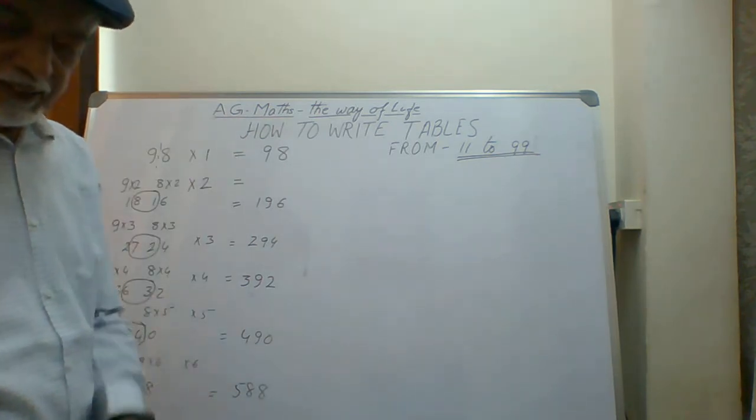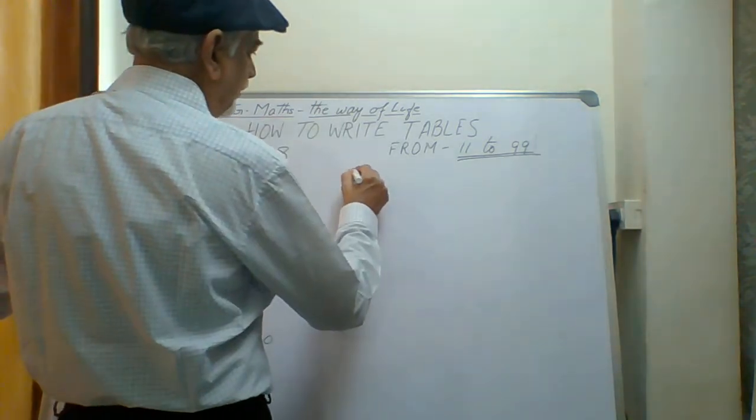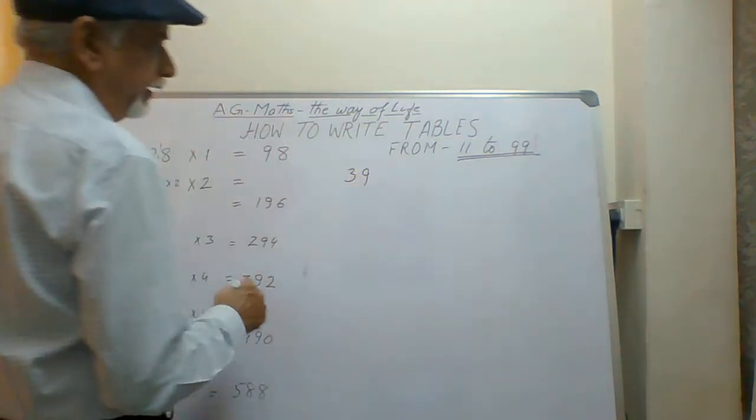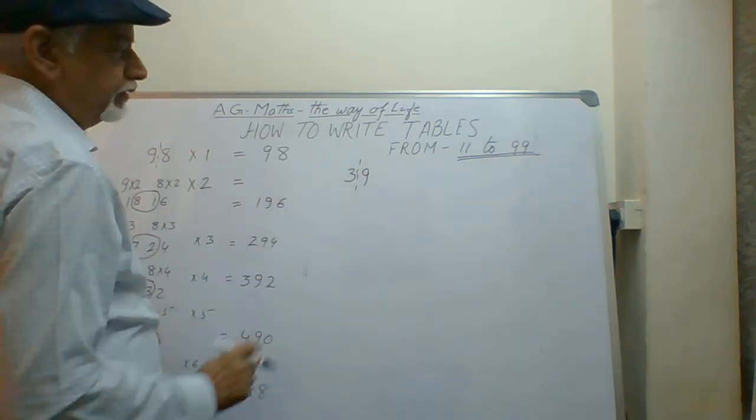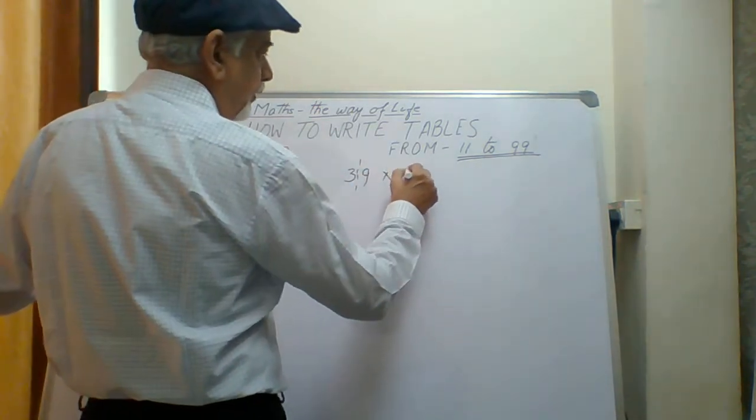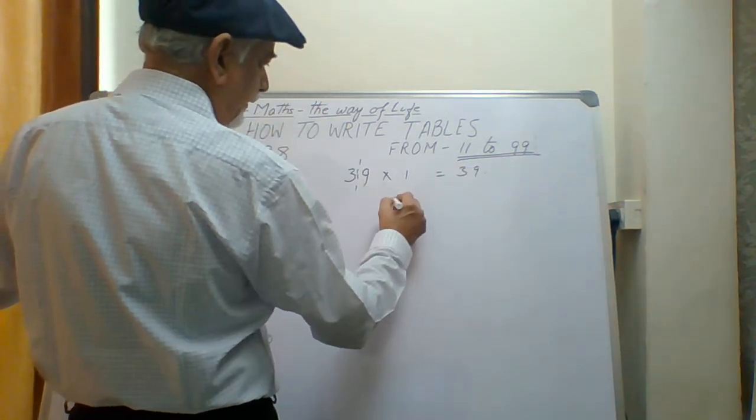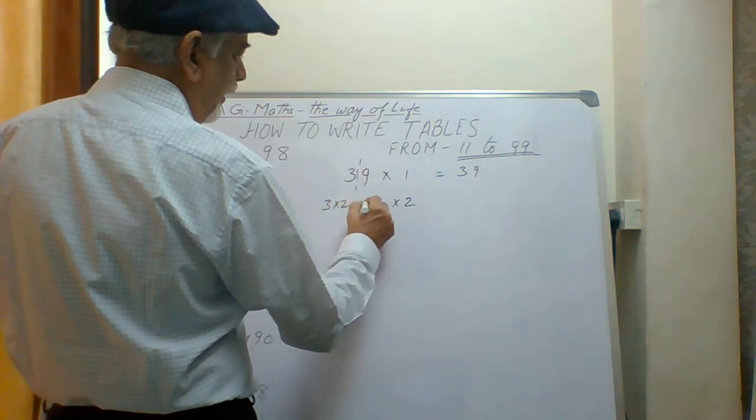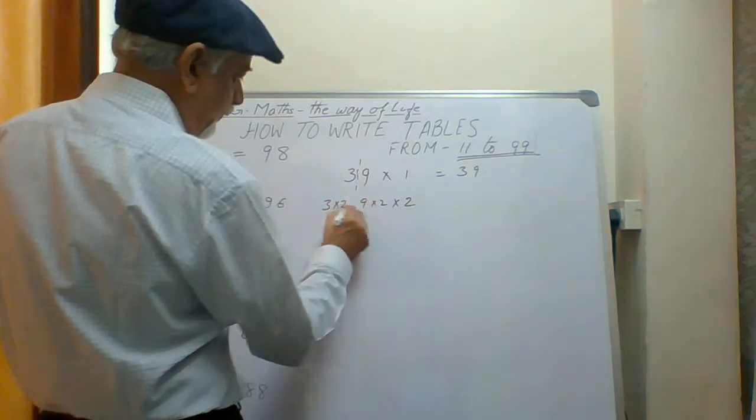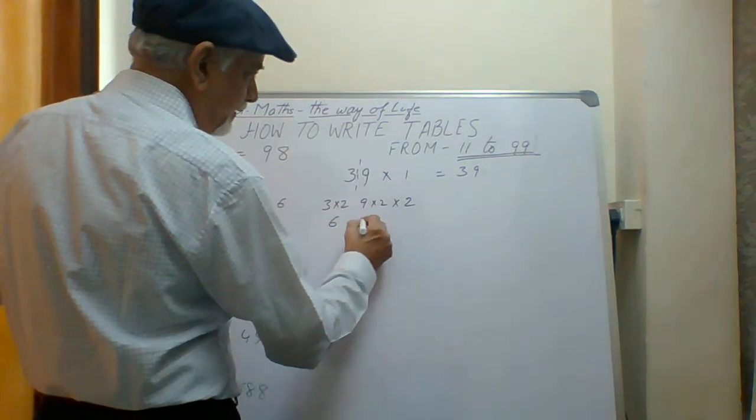Now I give you another example of, suppose the number is 39. You have to write the table for 39. Again, divided into two parts, 3 and 9, these are the two digits. Into 1 is definitely 39. Into 2, second multiple, will be what? 3 into 2 and 9 into 2. Don't write anything in between. So it is 6 and this is 18.